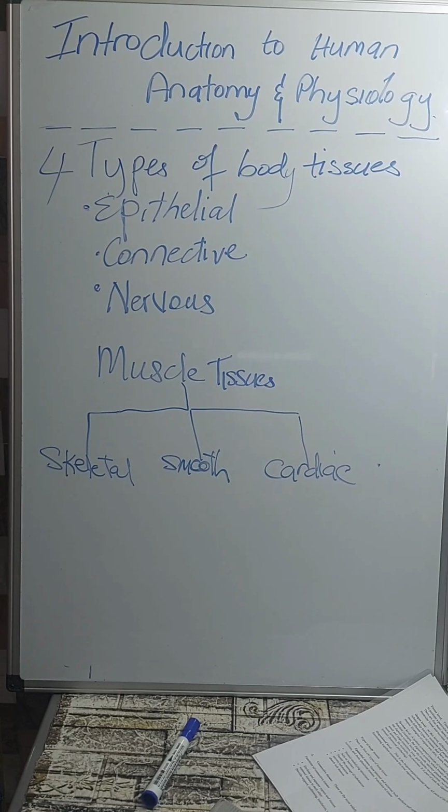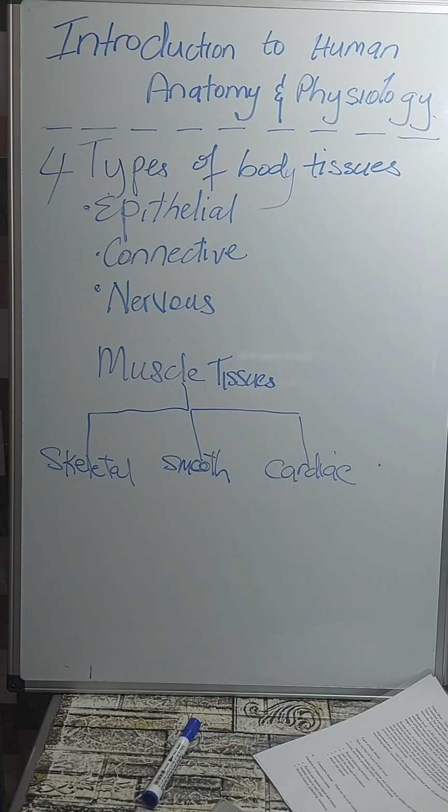So we start with the chemical. Then we move on to the cellular. The cellular level moves up to tissues. So cells form tissues. Tissues form organs. Organs form organ systems. And the organ systems form the organism. We're doing an introduction to human anatomy and physiology. We have done the first part of our lecture.